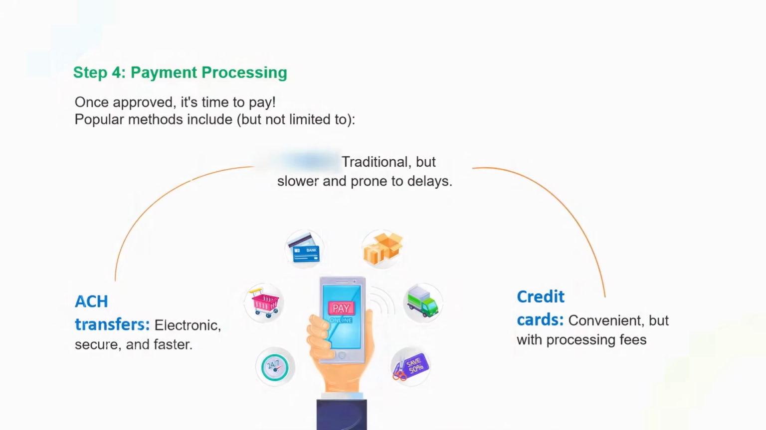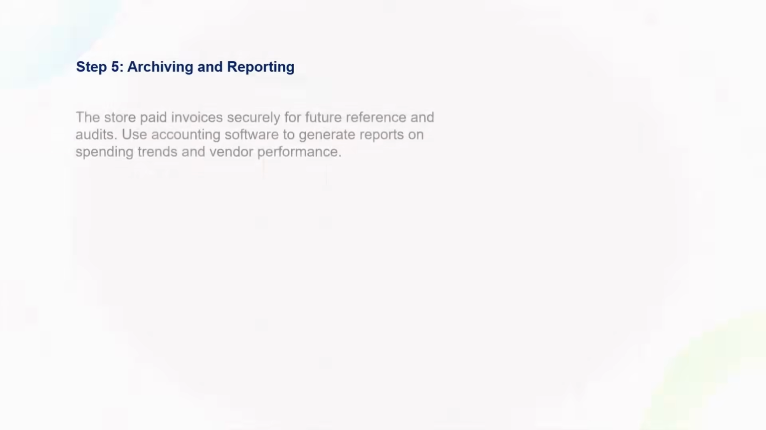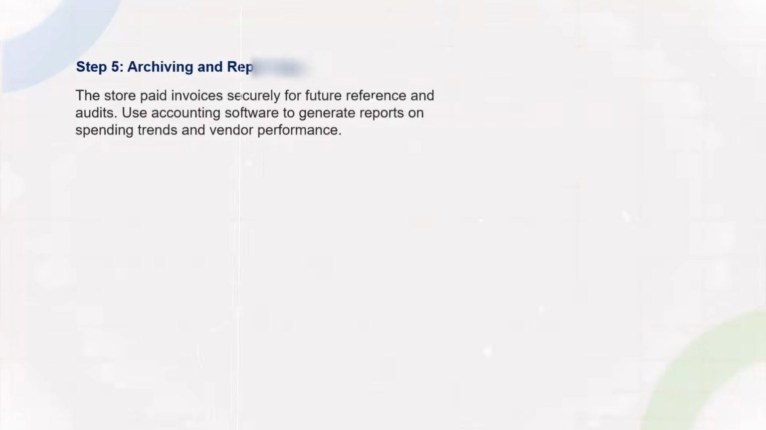Once you are done with your payment processing, the last step of your invoice processing process would be archiving and reporting. So what do we mean by archiving and reporting? It is nothing but storing the invoice we have paid securely for audit and reference. So in the future, if an auditor or senior management asks us for the backup of any payment, we can provide them the support. That's why we do archiving and reporting.